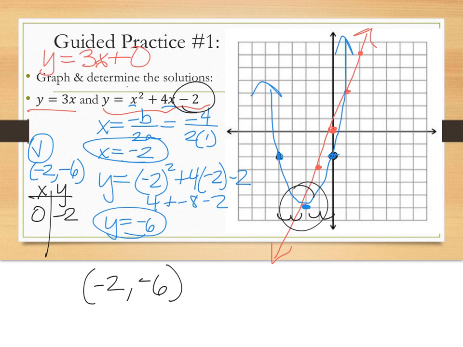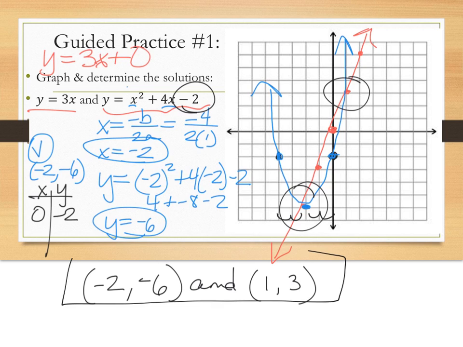And another point that they share appears to be, and I actually hit that one, right up here, and that would be the point 1, 3. Obviously, with a graphing calculator, or being much more neat with a ruler and all, you will be able to name the exact points. So the solution to this system of a quadratic and a linear equation is the point -2, -6, and the point 1, 3.